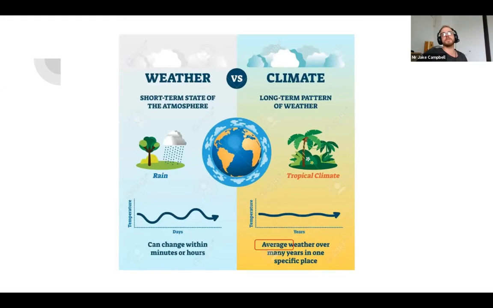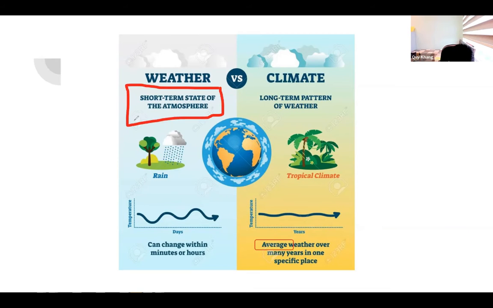Last lesson, we were identifying the differences between weather and climate. So, Kuei Kang, can you describe weather? Short-term state of the atmosphere. Good. And look at this. We measure weather in days. What's the weather like today? What's the weather like tomorrow? What's the weather like the day after that?